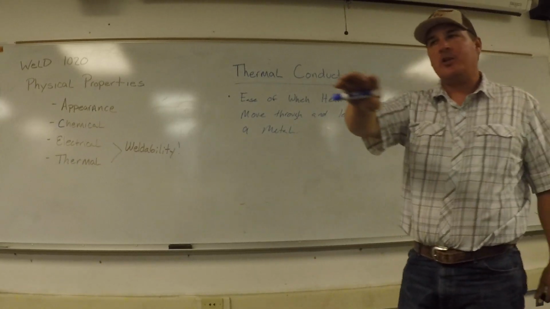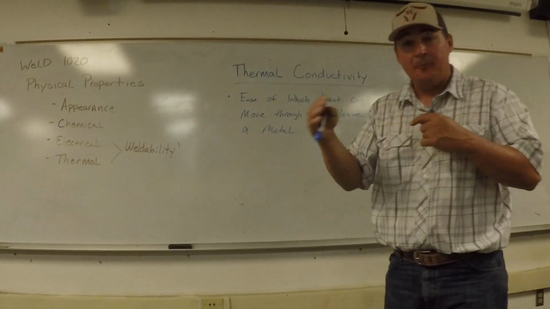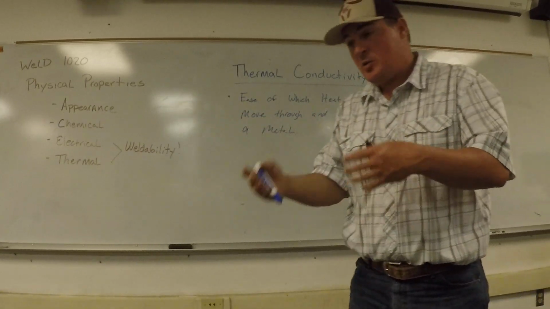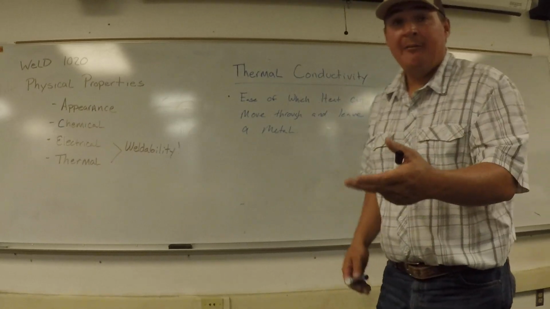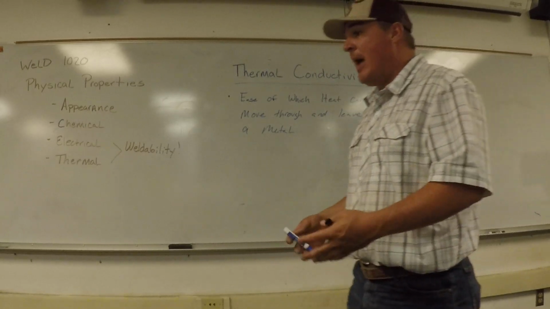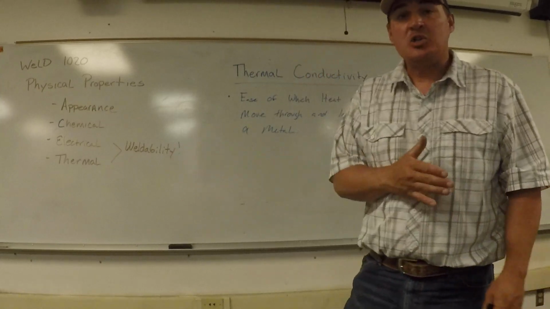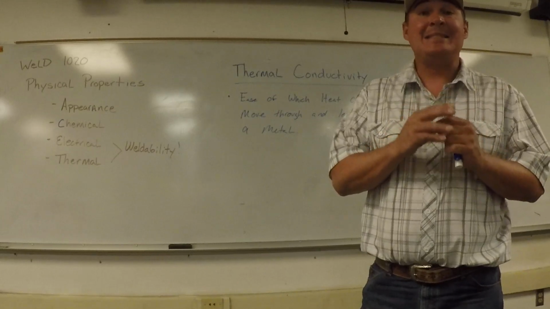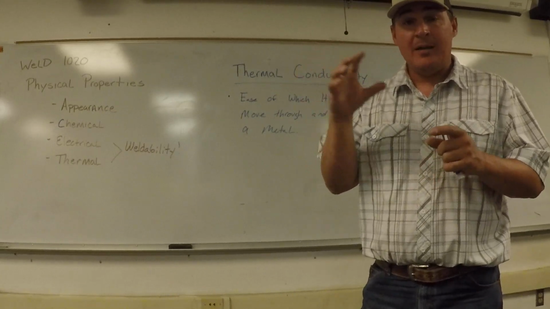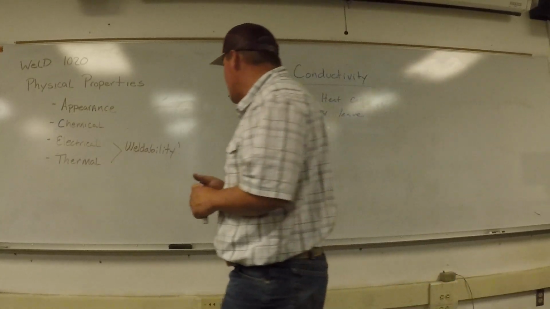And like Ron talked about how current can go at different rates through a material, and that's what gives its electrical conductivity. Metals all have thermal conductivity. All metals will allow heat to pass through them, but all metals do not let the heat dissipate out of them at the same rate of speed. So we're going to use an example.